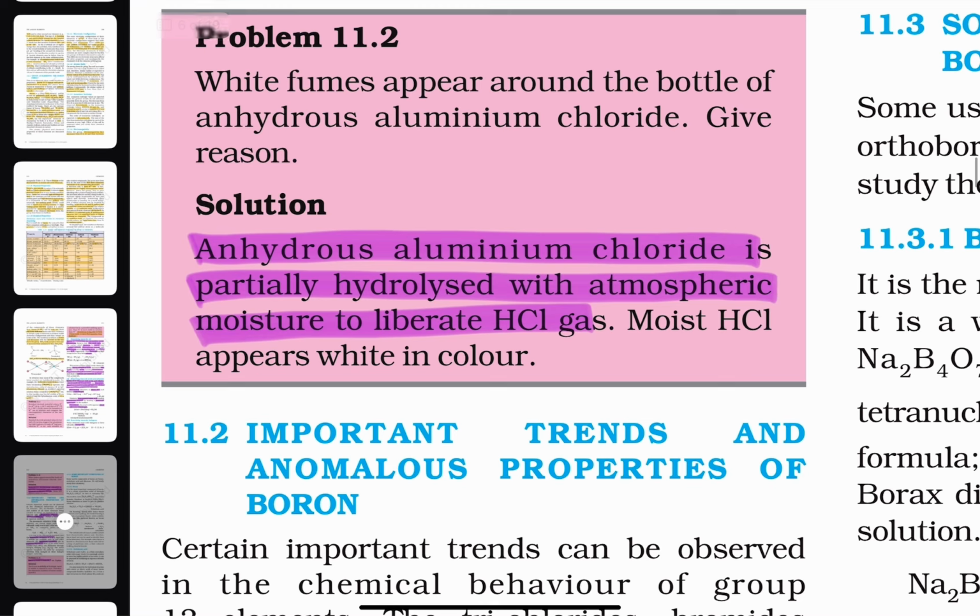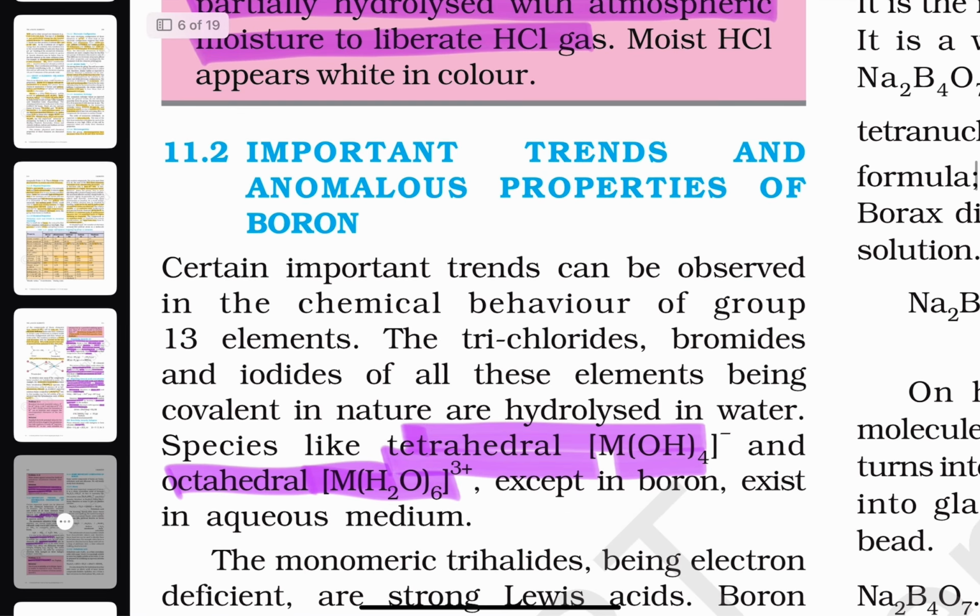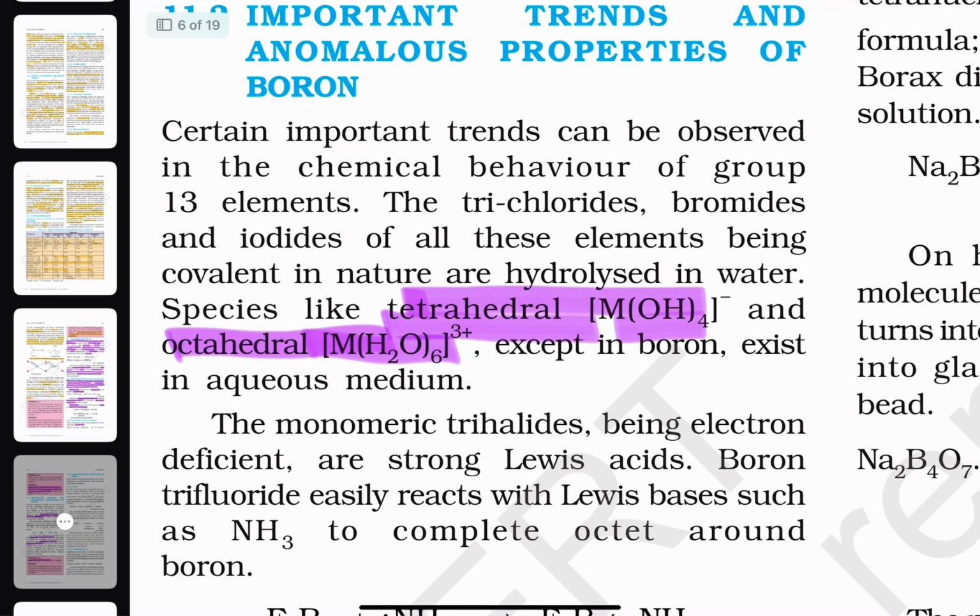This is one interesting question. You see, white fumes appear around the bottle of anhydrous aluminum chloride. Give reason. Anhydrous aluminum chloride is partially hydrolyzed with atmospheric moisture to liberate HCl gas. Moist HCl appears white in color. Tetrahedral [M(OH)4]- and octahedral [M(H2O)6]3+. So this is anomalous behavior we are saying.